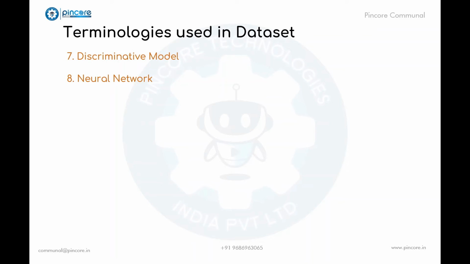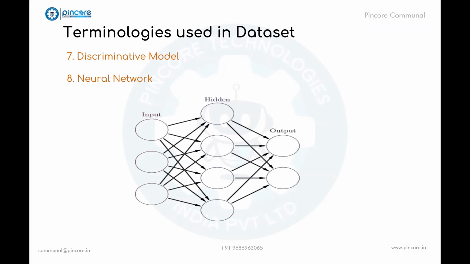Next one is the neural network. Inspired by biological neural networks, artificial neural networks are a network of interconnected nodes that make up a model. They can be defined as statistical learning models that are used to estimate or approximate the function that depends upon a large number of inputs.